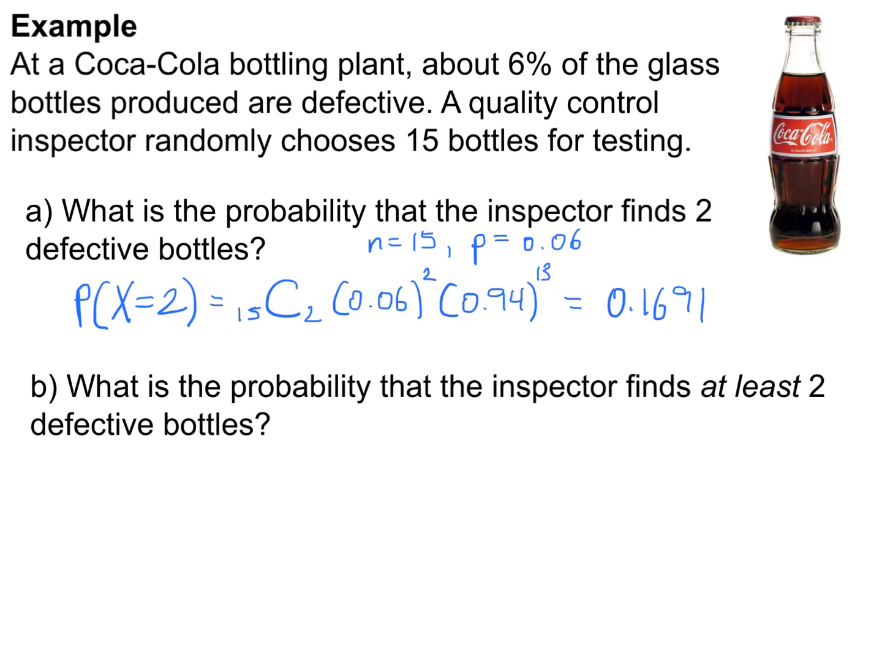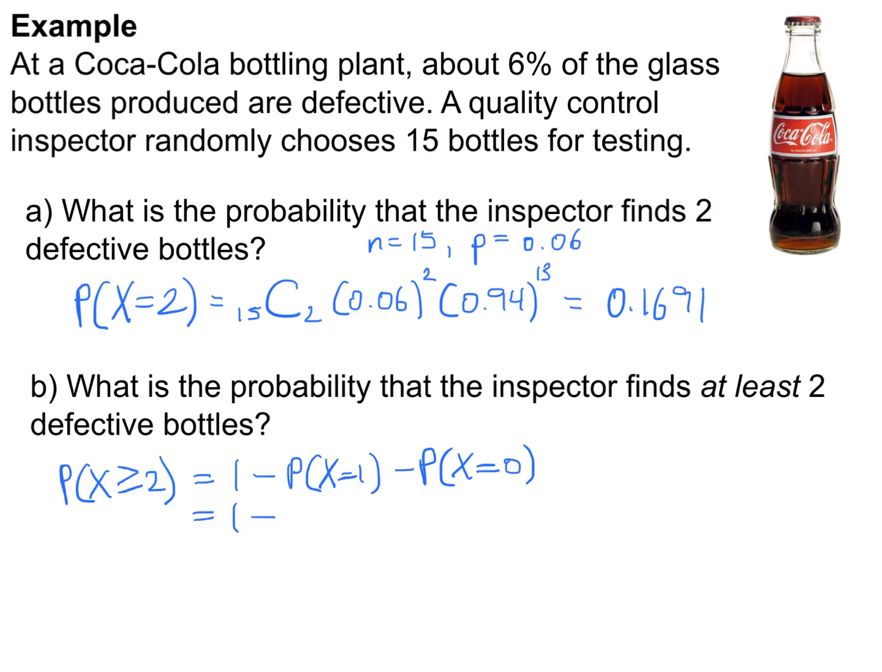What's the probability that they find at least 2? So that can be 2 or 3 or 4 or 5 or 6 all the way up to 15. Right? We could add up all of those probabilities, but that would take a long time to do. The faster thing in this case to find x is at least 2 would be to do 1 minus the probability of getting 1 bottle minus the probability of finding 0 defective bottles.